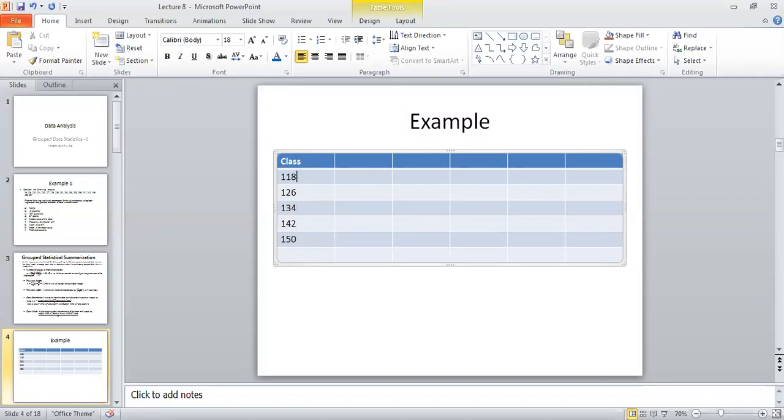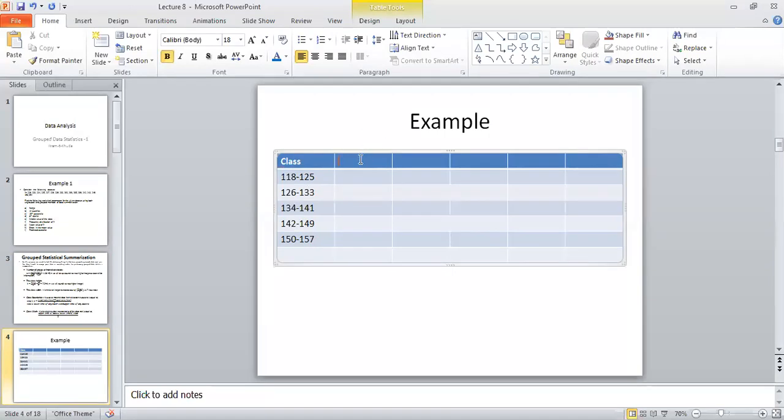And the horizontal distance we just calculated was 7. That means 118 plus 7, that is 125, is the upper limit of class 1. Then 126 plus 7, that is 133, is the upper limit of class 2. Then 141 is the upper limit of class 3. Then 142 plus 7, that is 149, is the upper limit of class 4. And then 150 plus 7, that is 157, is the upper limit of the fifth class. So these are our classes that we have determined.